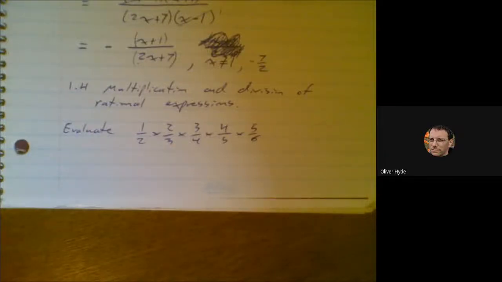Hello, Riles. For lesson 1.4 on multiplication and division of rational expressions, I want to do one example and just talk again about our philosophy here. The idea is for us to try to factor first so that we can simplify things, make numbers and expressions simpler, smaller, easier to manage first before they get more complicated.